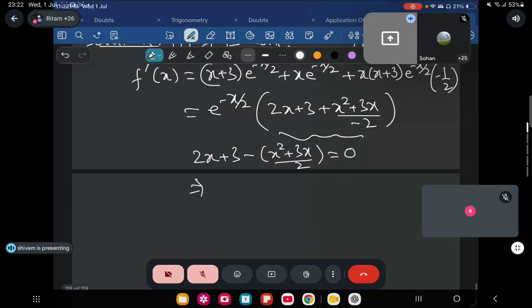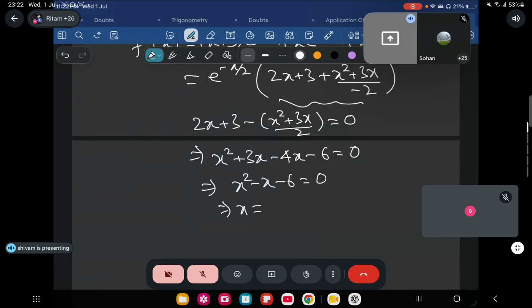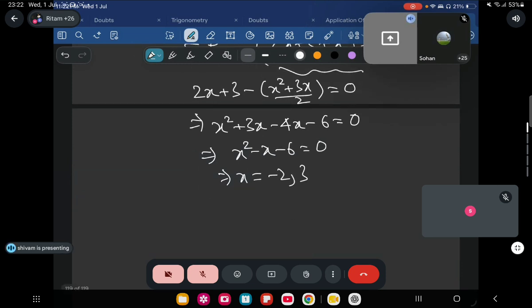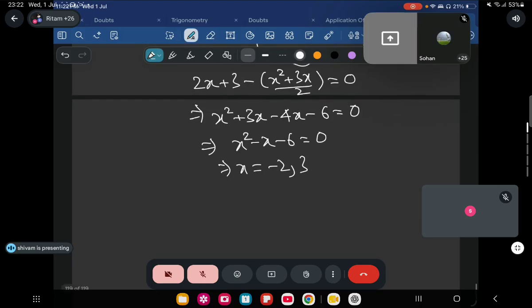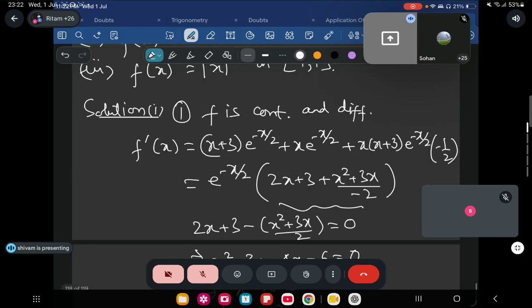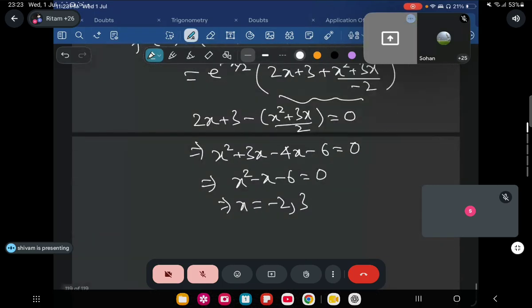Multiplying by 2, we will get minus x square plus 3x minus 6x minus 6 equal to 0. So from here, x square minus x minus 6 equal to 0. This implies x equal to minus 2 comma 3. Okay, everyone. Are you people getting? Once you get x equal to minus 2 comma 3, you have to check which point will lie in the interval minus 3 comma 0. So therefore, C of Rolle's will be equal to -2.